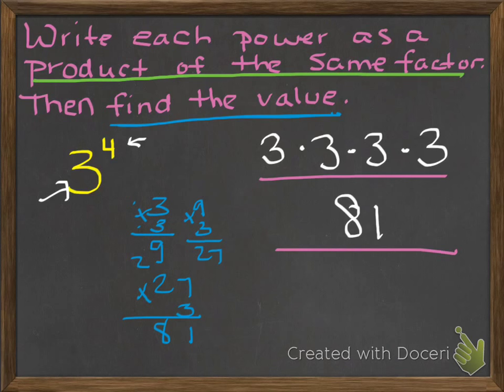So you will have 2 problems like this. Again, it is very important that you read the directions and understand what they mean, because it's asking you for 2 separate answers. One is writing the extended form, which is writing each power as a product of the same factor, and the other is where you're finding the value.